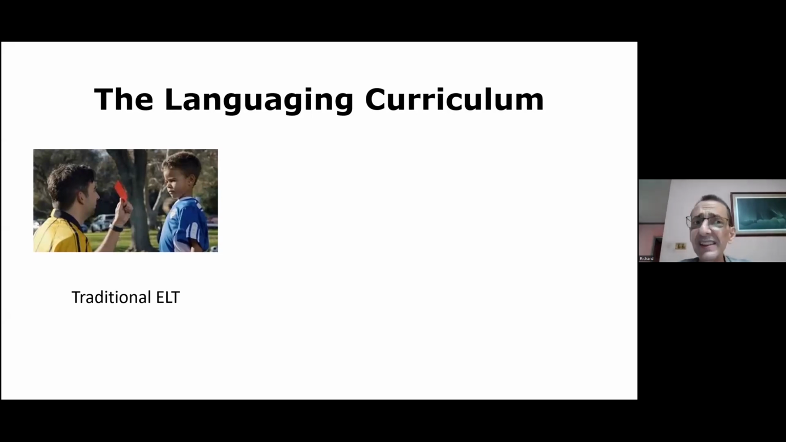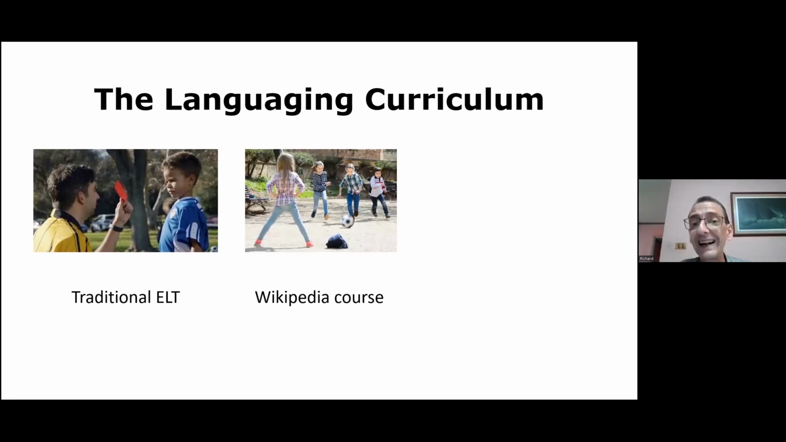And to some extent, this isn't actually much fun for the kids. The kids don't have as much fun playing football where the teacher is the referee and is blowing the whistle all the time. And that's what traditional ELT is like. If you let kids have a bit of freedom, often they'll be more like this. And I would argue that the Wikipedia course, the third of the courses that you'll hear about today, is more like this. This is clearly recognizable as football.